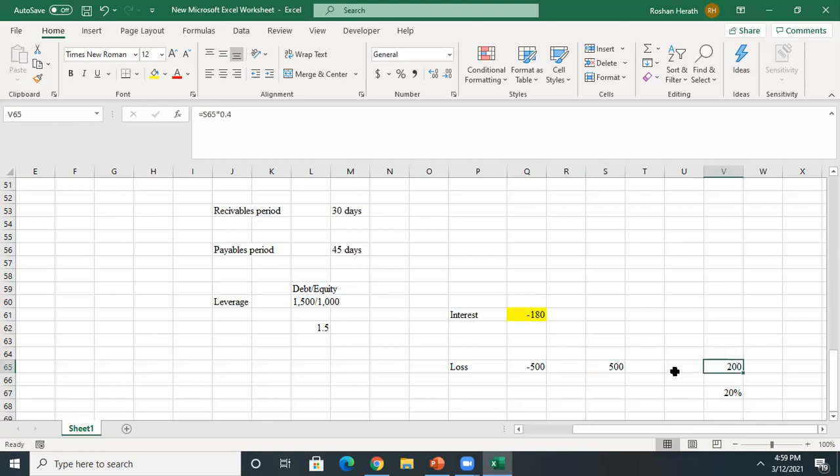So this is a dividend. It's a kind of a dividend. And this is the equity that you have.